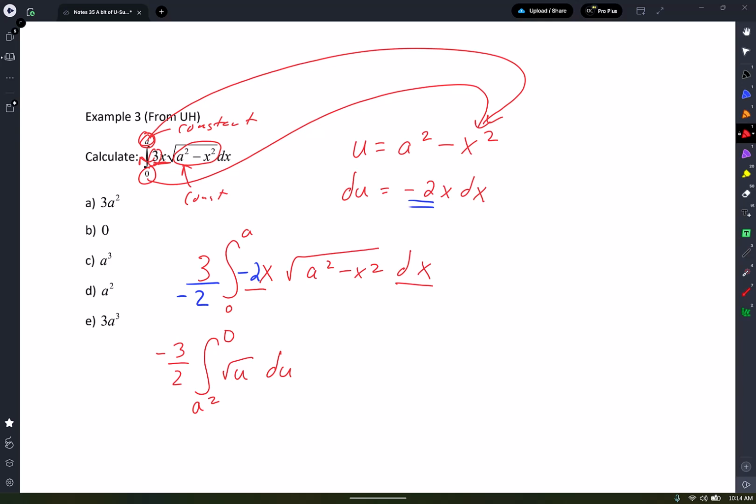Yeah, look, now I'm going to flip. See, guys, when you plug in an a here, what's a squared? Well, what's a raised to the power 2? And a squared minus a squared? 0. This is a good candidate to flip the limits. 3 over 2 integral 0 to a squared. And instead of saying square root of u, I'm going to say u to the half. du.